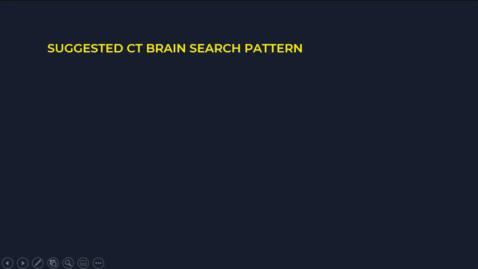So now that we have this knowledge of the successful search pattern, the windows that we use in this pattern, what is my suggested CT brain search pattern, particularly for beginners. One is by starting and reviewing the scout film. This is very important. Sometimes the scout film includes things which are not included on the axial images because the scout film covers a larger area.